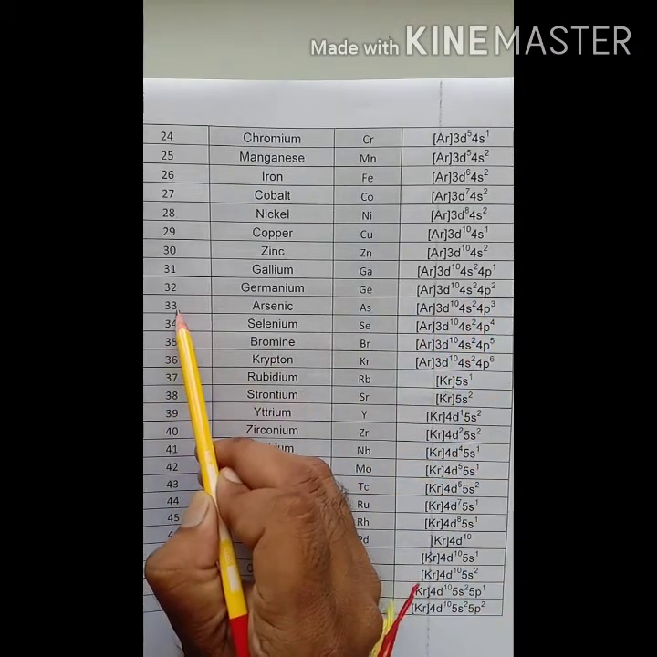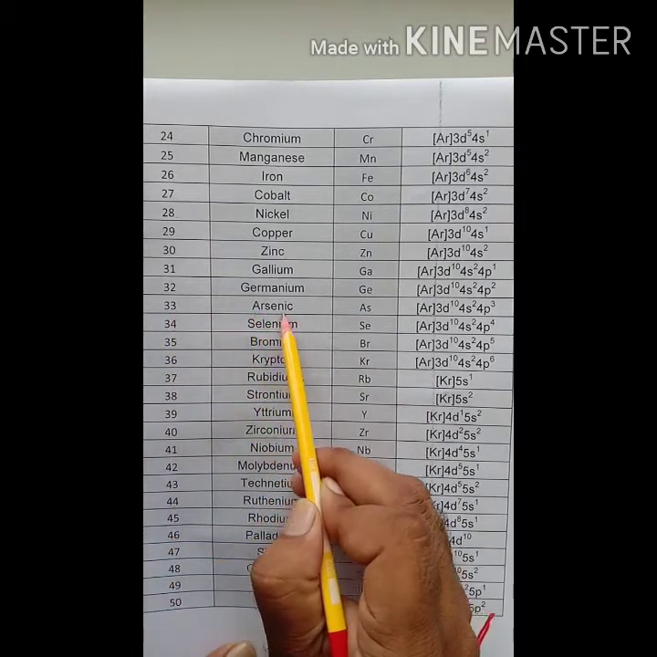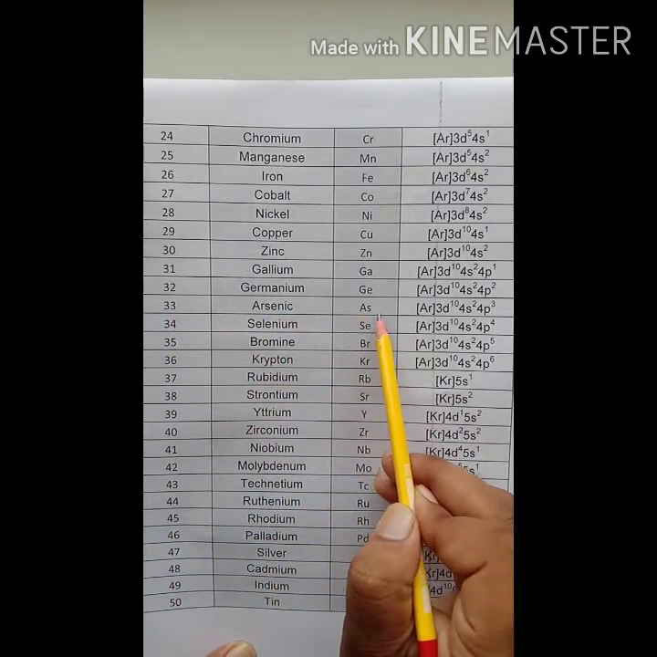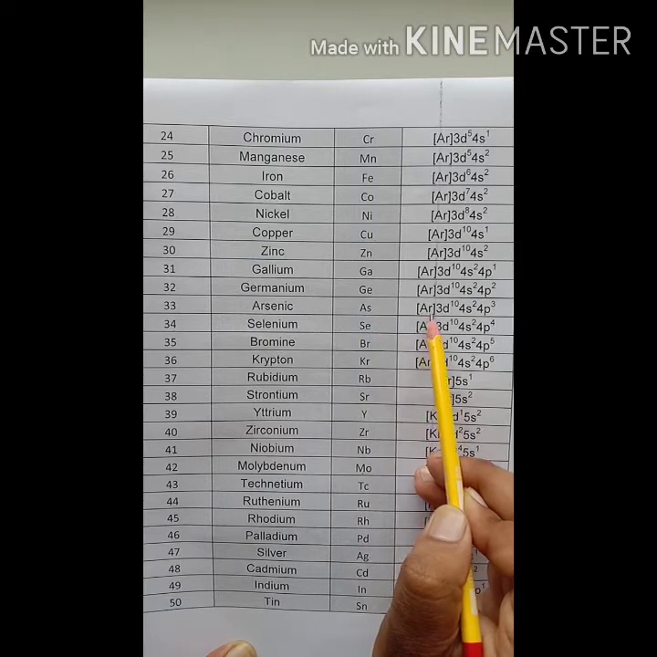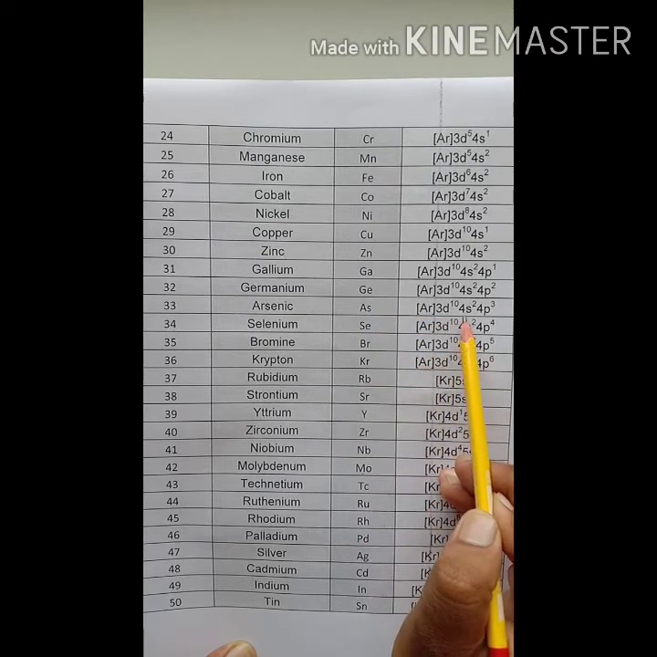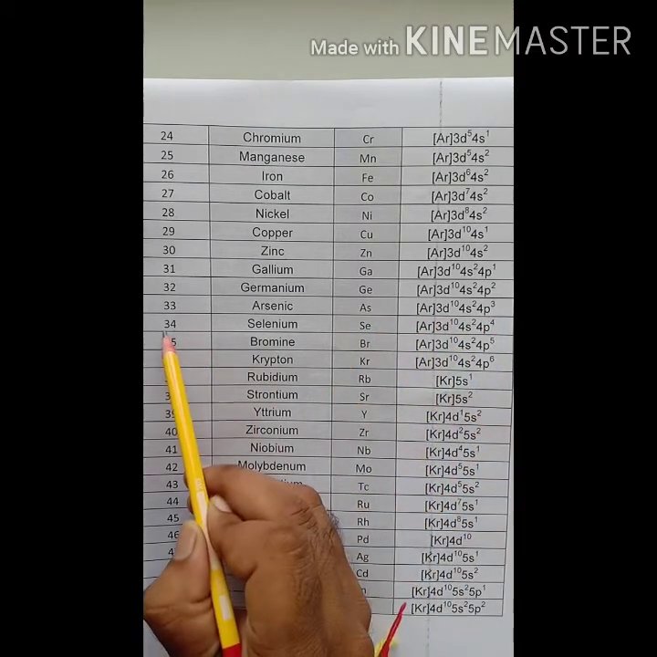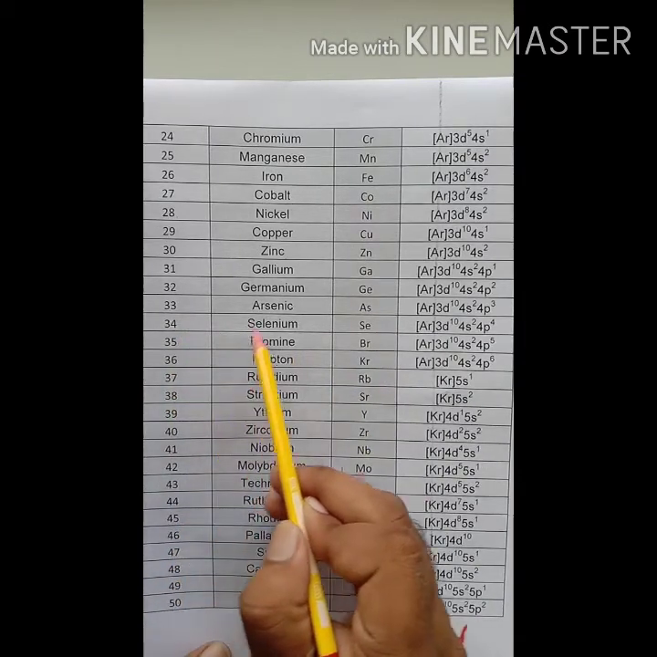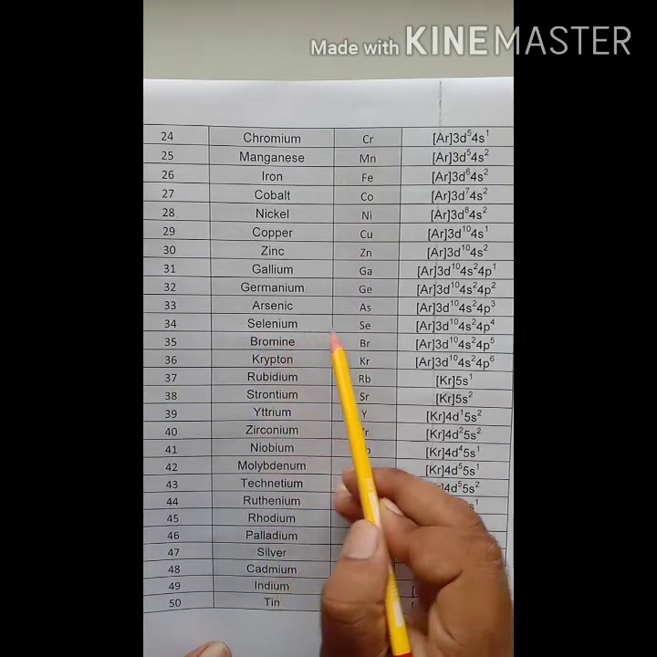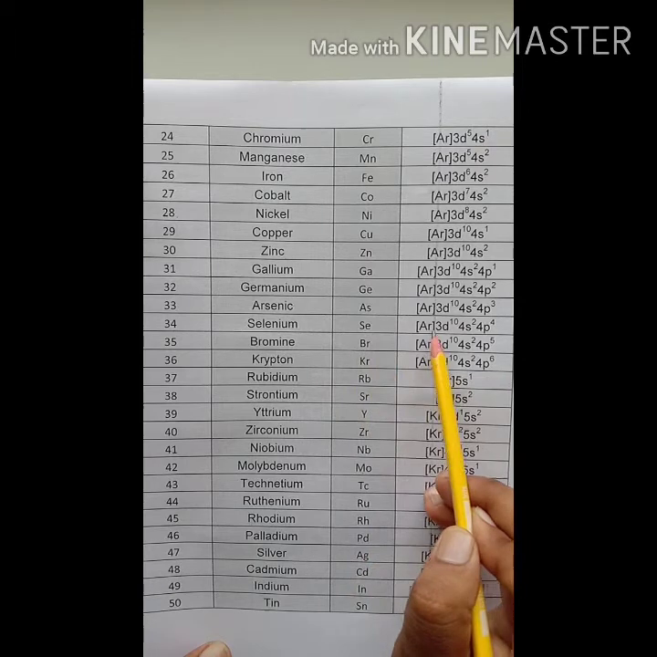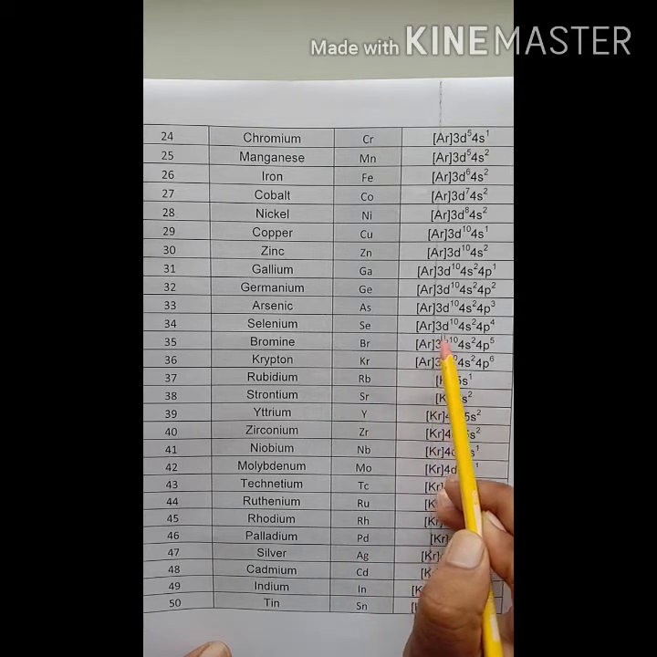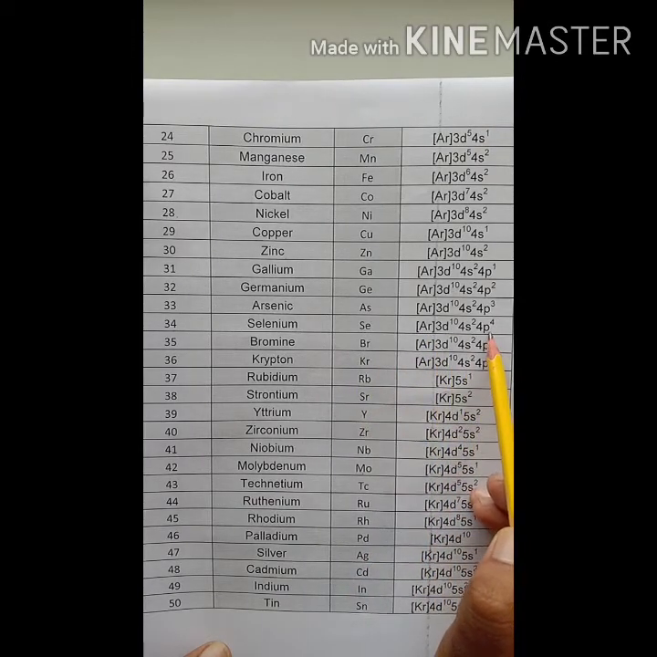The next atomic number is 33. Name of the element is arsenic. Symbol is As. Electronic configuration is [Ar] 3d10 4s2 4p3. The next atomic number is 34. Name of the element is selenium. Symbol is Se. Electronic configuration is [Ar] 3d10 4s2 4p4.